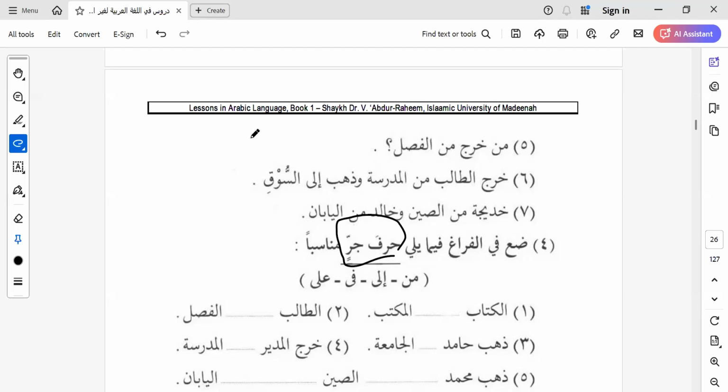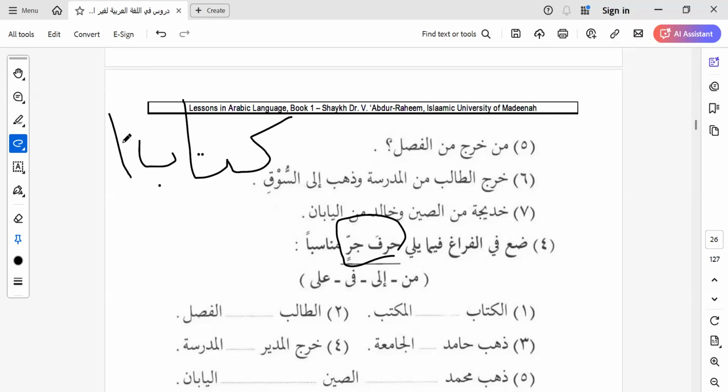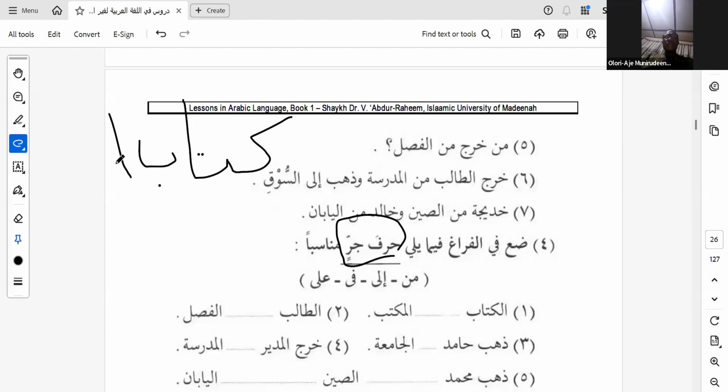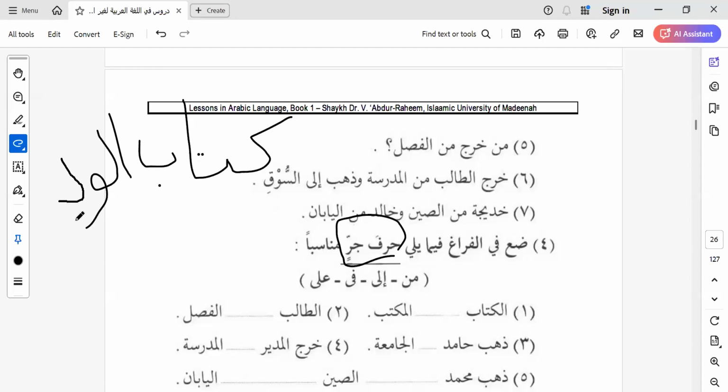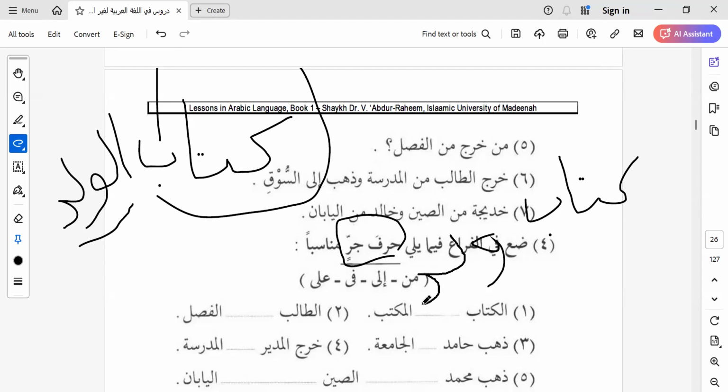For example, if we say kitab al walad, al-walad here is mudaf ilayhi, al-walad is ma'rifa, so automatically kitab is also ma'rifa, right? And I asked the question back then: kitabu waladin. If we say kitabu waladin, do we now agree that kitab is also nakra, because waladin is not ma'rifa? That question came up.